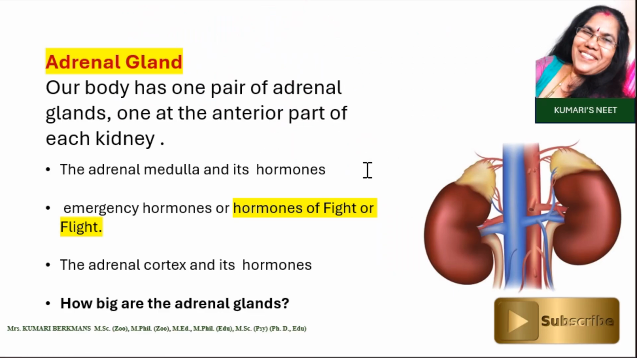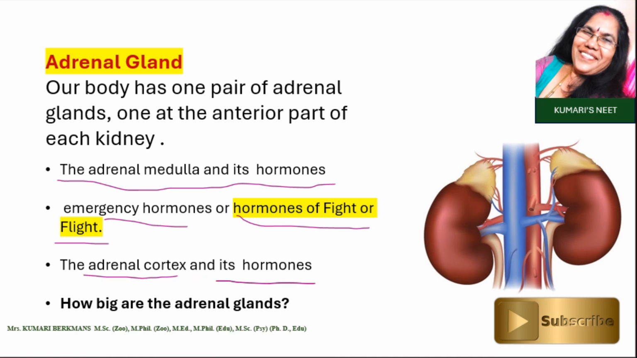Today we are going to see some very important points: the adrenal medulla and its hormones. What hormones does it secrete, and which hormone is called the emergency hormone, otherwise called the fight or flight hormone? That also we are going to see. And the adrenal cortex and its hormones also we are going to see, and how big the adrenal glands are, that also we are going to see.